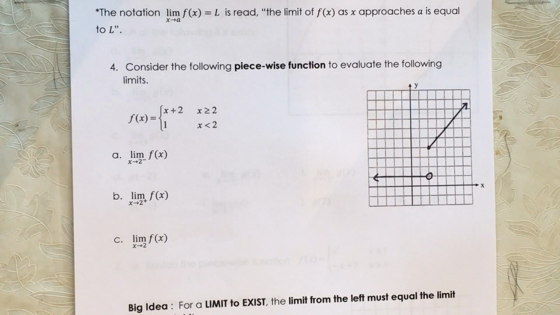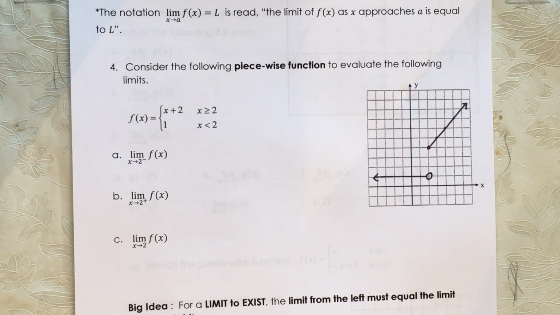So this is part 4 of the limit of a function note. First of all, we're going to look at some notation here. So we have the notation, the limit as x approaches a of some function is equal to L. And you read it as the limit of f at x as x approaches a is equal to L, where L is a number.